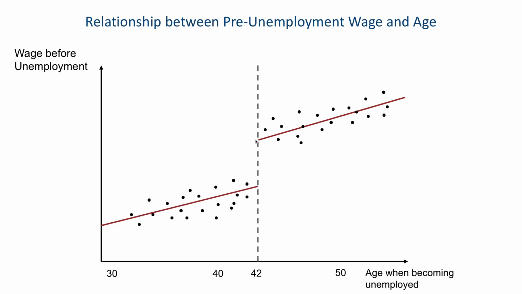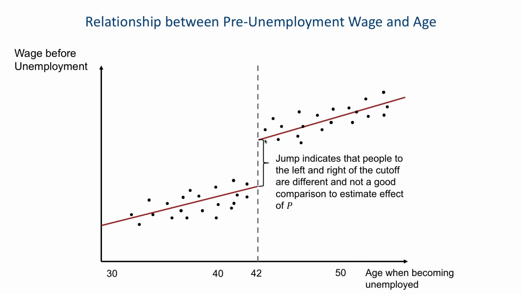If, on the other hand, the relationship between the pre-unemployment wage and the age when becoming unemployed looks like this, we should be concerned. The jump indicates that people to the left and to the right of the cutoff are different, and therefore don't provide a good comparison to estimate the effect of potential benefit durations P.